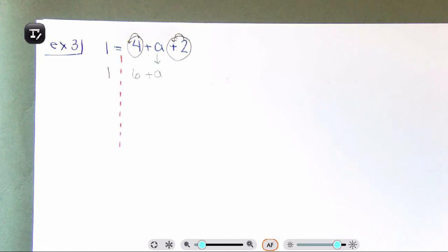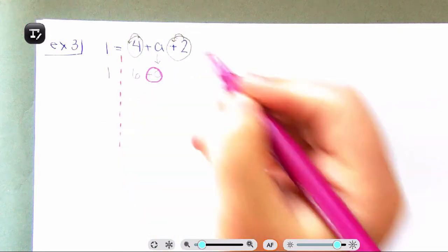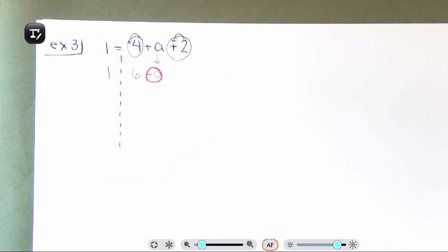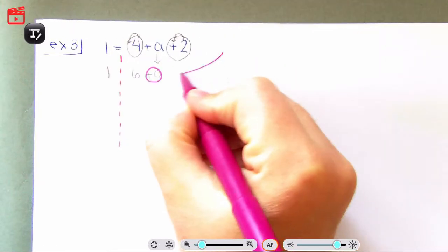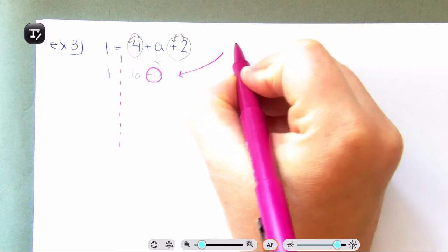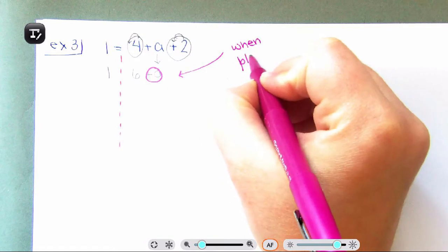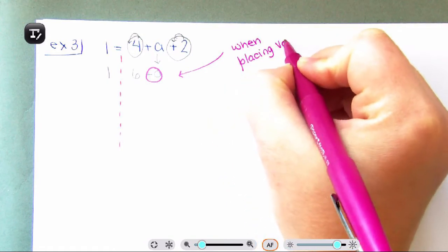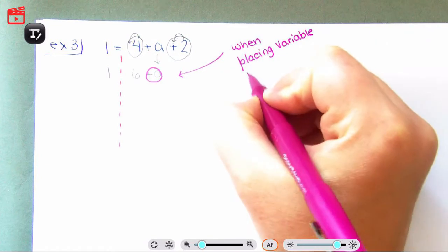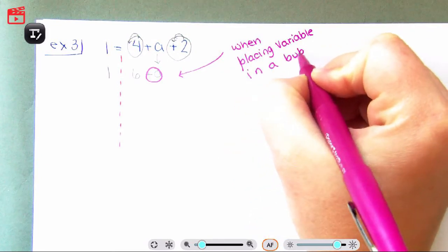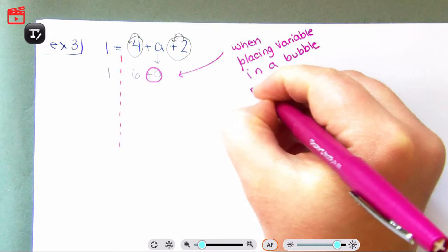All right. Step number 3, put your variable in a bubble. Make sure you grab the sign with it. Step number 4 is undo everything attached to your variable. One thing that I just did that I want to stress is, always, when placing a variable in a bubble, make sure to grab the sign.